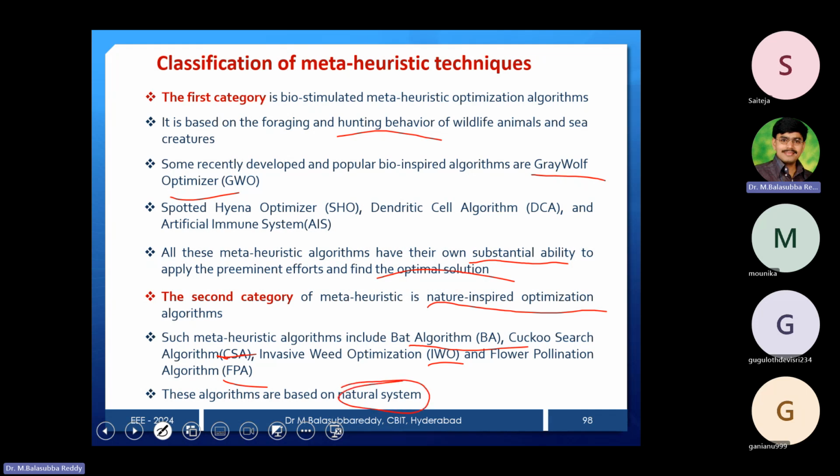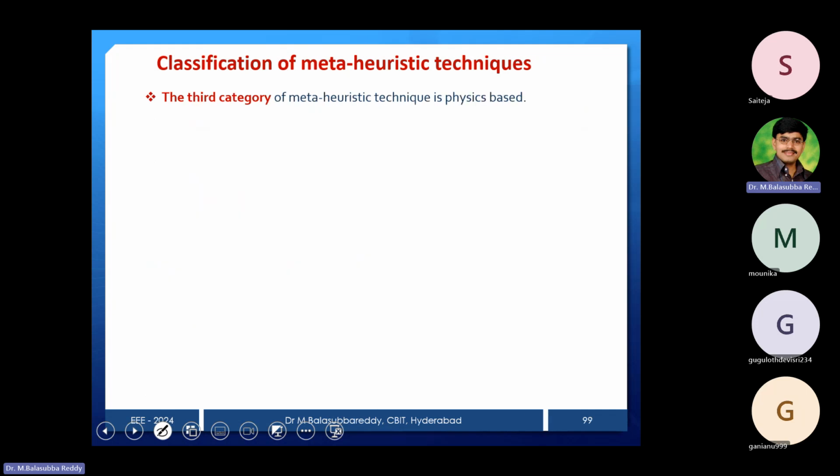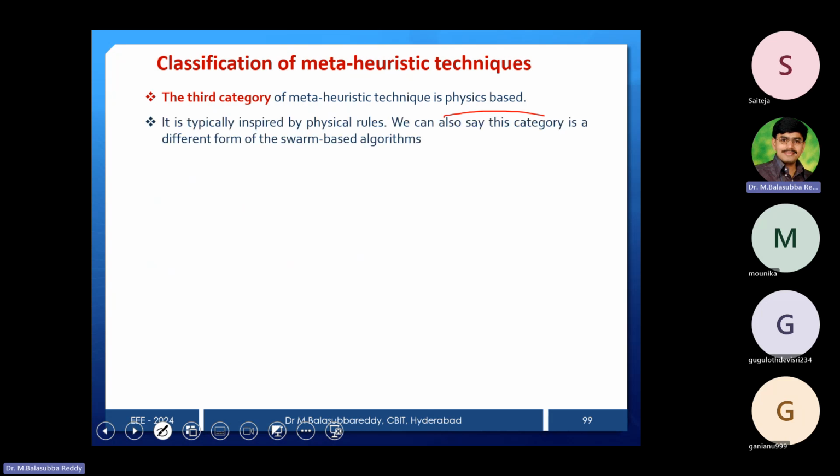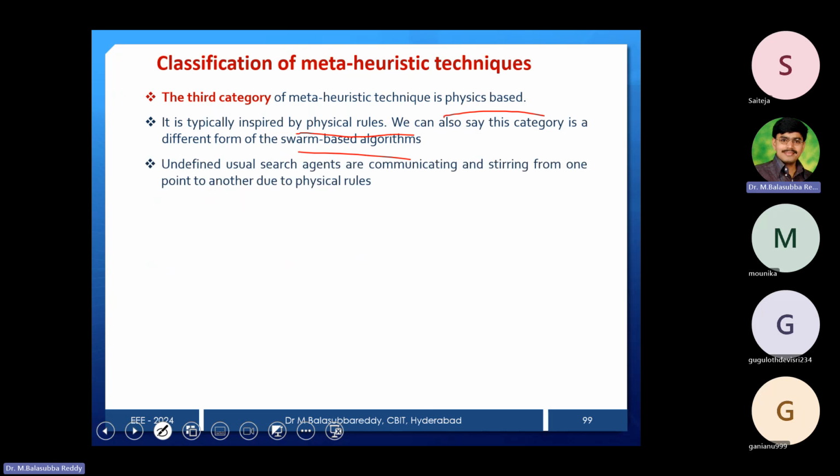That's why we call it a nature-inspired optimization algorithm. And the third category of metaheuristic techniques is physics-based, as I mentioned. These are inspired by physical rules. We can also say this category is different from the swarm-based algorithms.